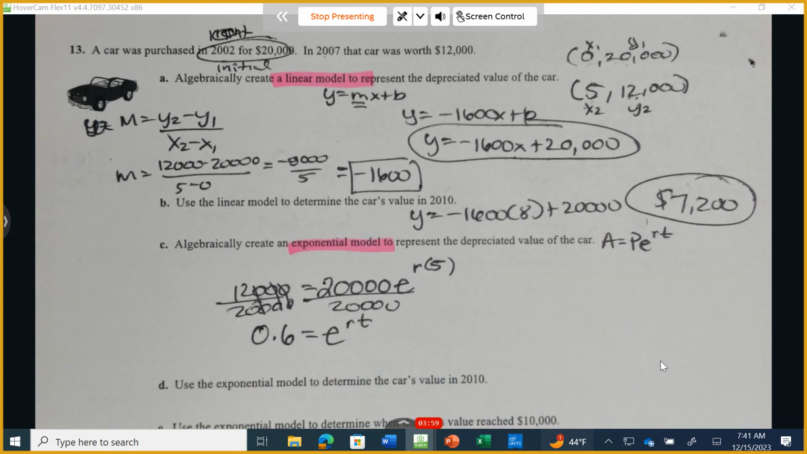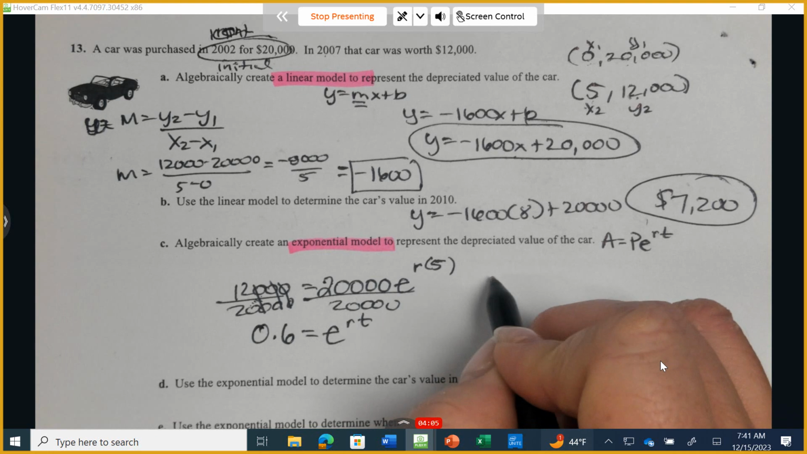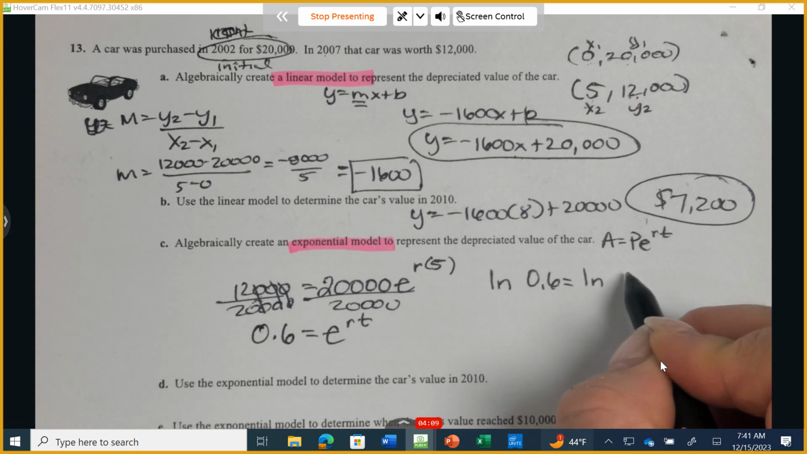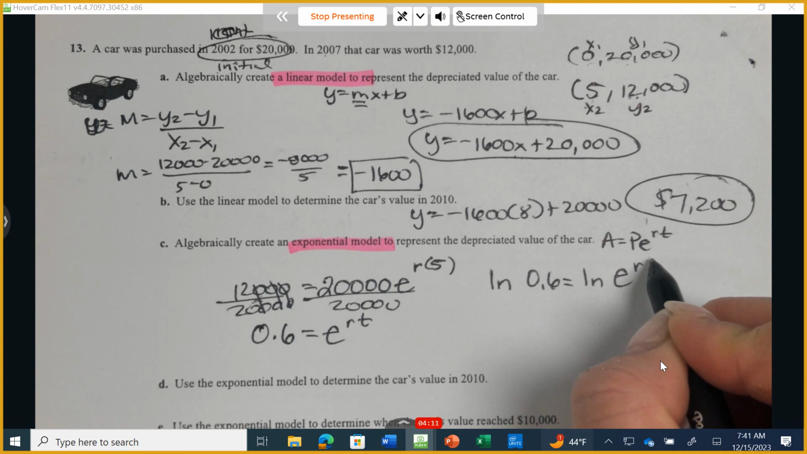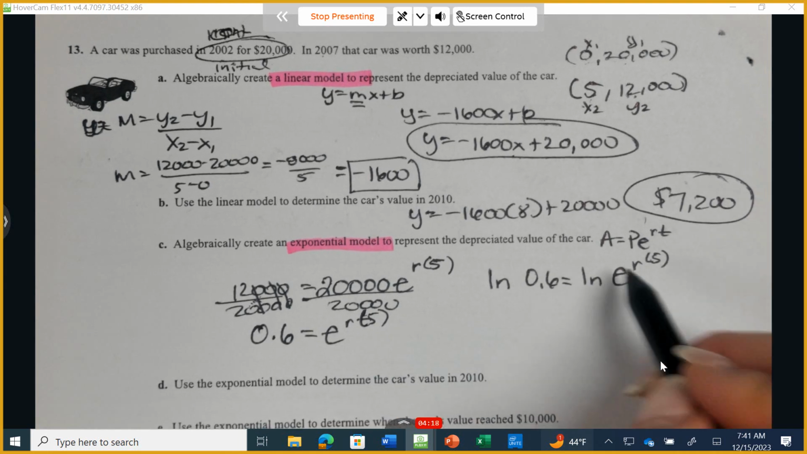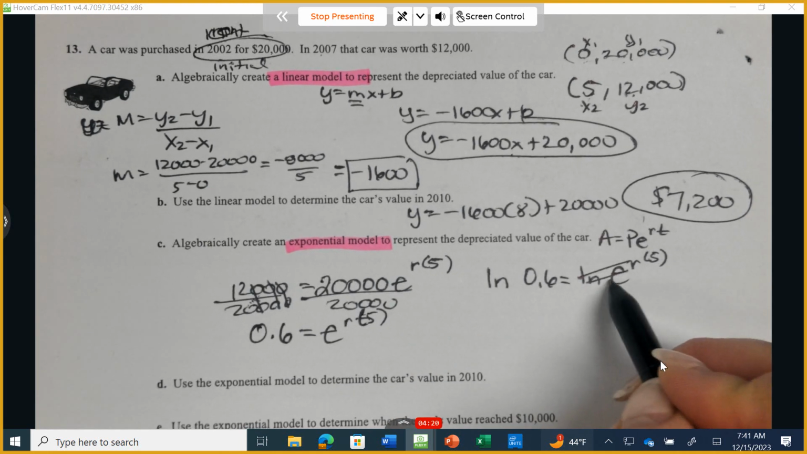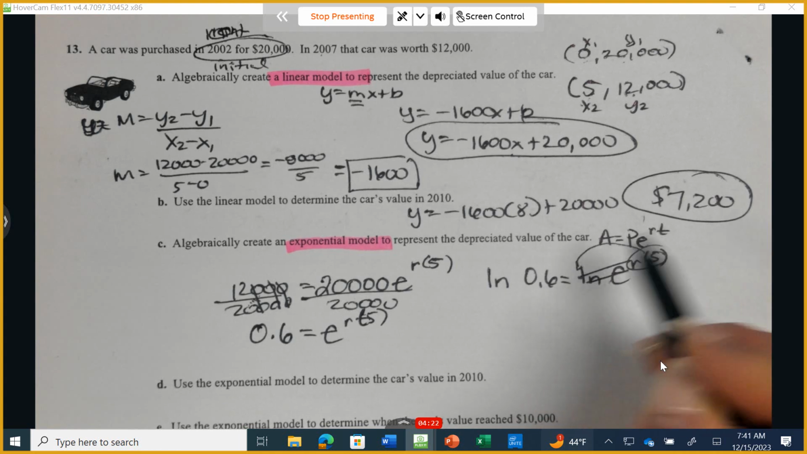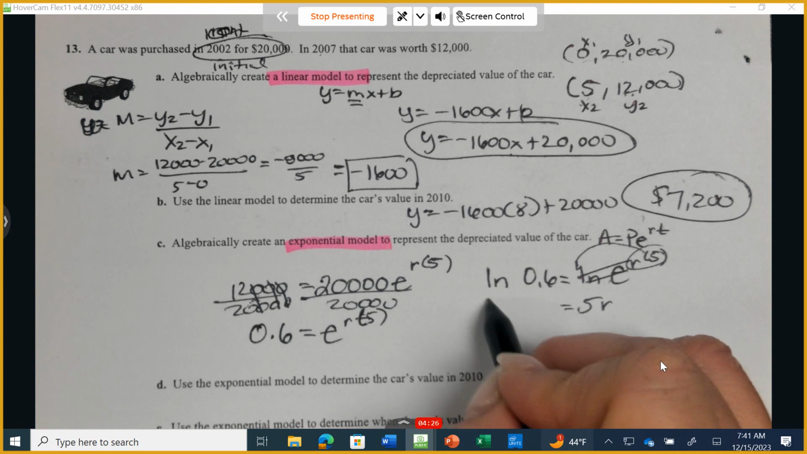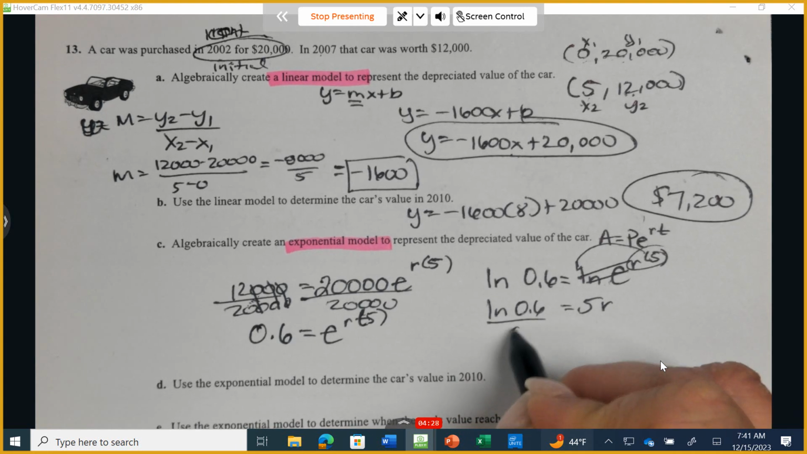Now my goal is to solve for r, so I need to eliminate that e. To do that, I'm going to do log base e on both sides, which is the same as ln. So the ln of 0.6 equals the ln of e raised to the rt. And my t, by the way, I need to leave as 5. I meant to leave this as 5 previously. On the right-hand side, these simplify to 1. My r times 5 goes in front. Whether I write 5r or r5 is the same thing. And my last step will be to divide by 5.